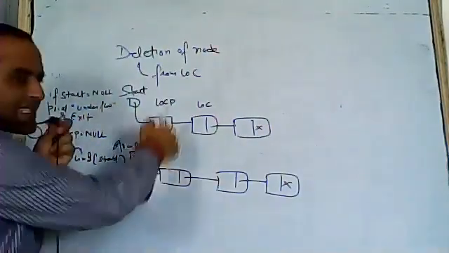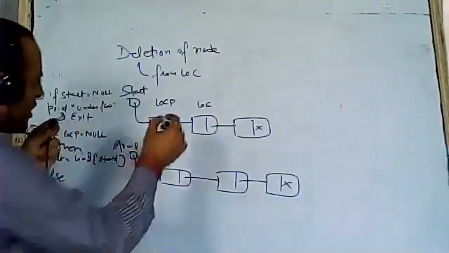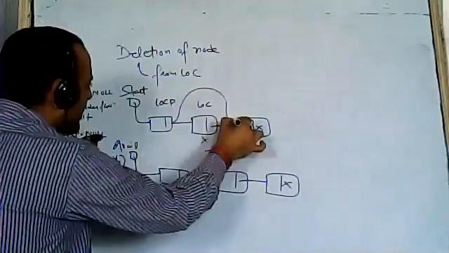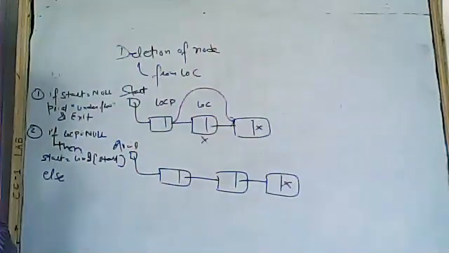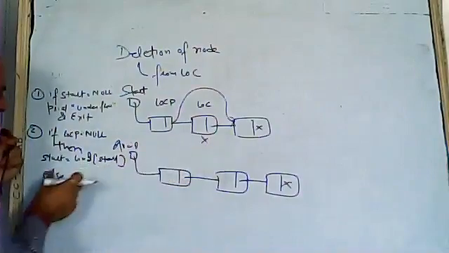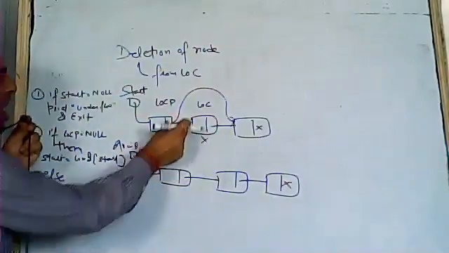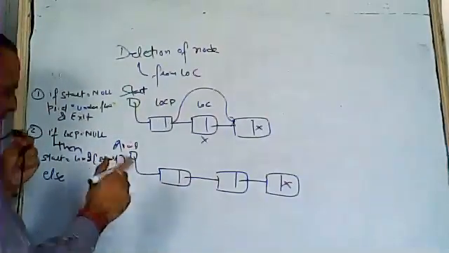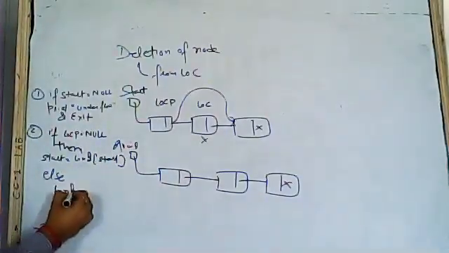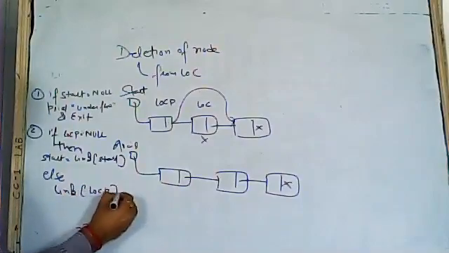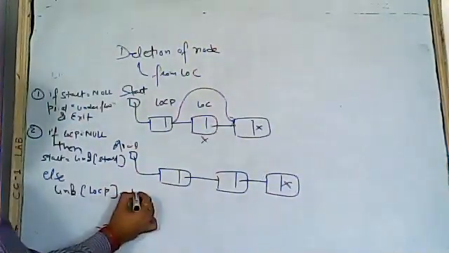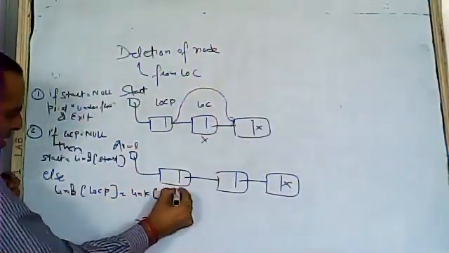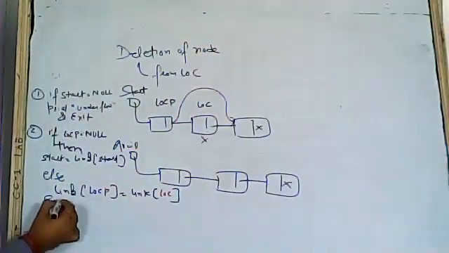Else means log p is there. So if we want to delete the location, log p will point to this node, because this is the location we are going to delete. So what we will write? Link of log p will be this node, which is link of loc. This step is clear or not? Please tell me.